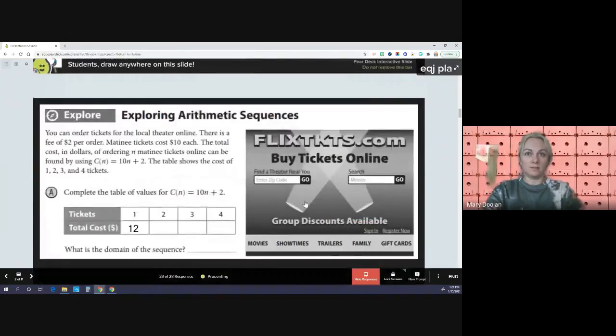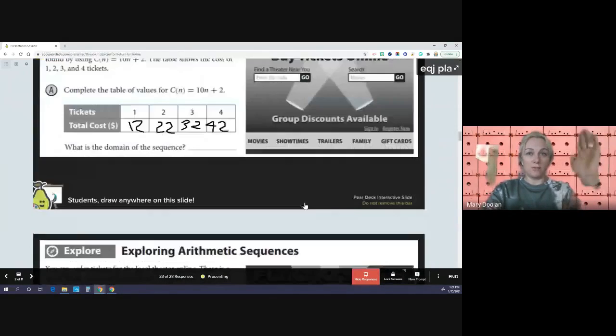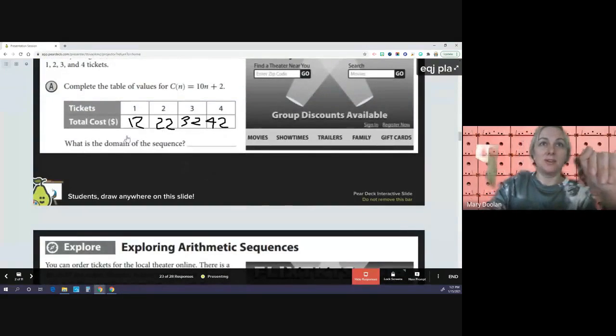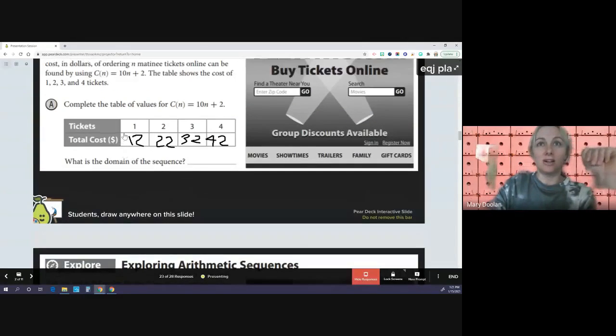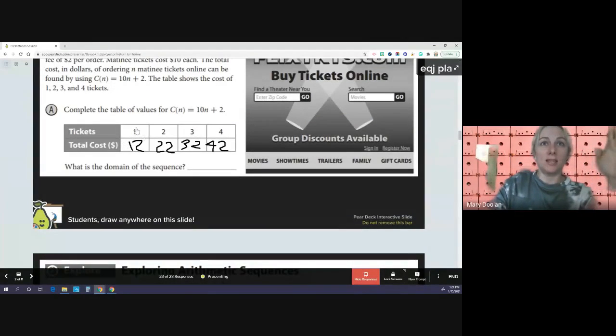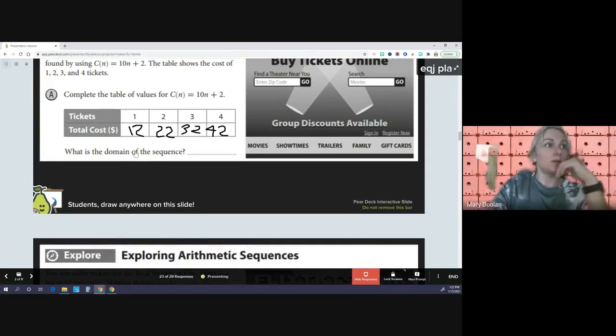Okay. Some of you just put 12. Okay, so you're listening. Thank you. 12 is here, just to clarify why again. If you take the number of tickets, this is n, tickets are n, and it's 1, so I put it into the function. 10 times 1 is 10. 10 plus 2 is 12. That's where the 12 came from.